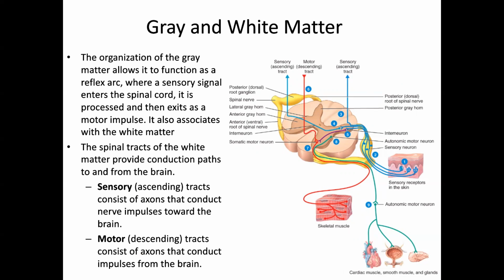Now the spinal tracts of the white matter conduct impulses both up and down. If they're going up, we would call them sensory or ascending tracts, which are shaded here in the color blue, whereas the motor or descending tracts are shaded here in red, which would be carrying the signals down from the brain.